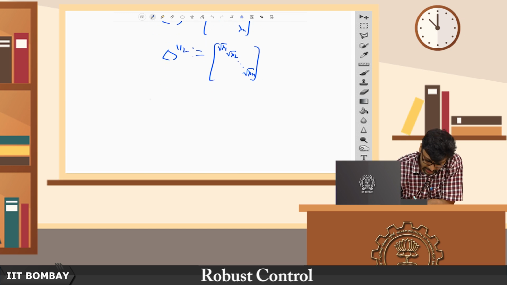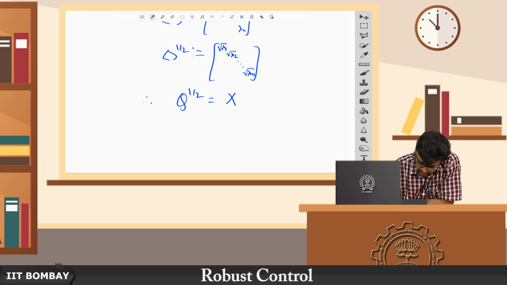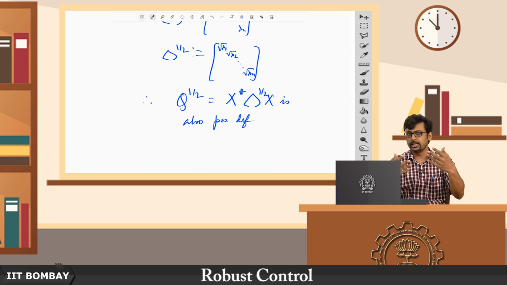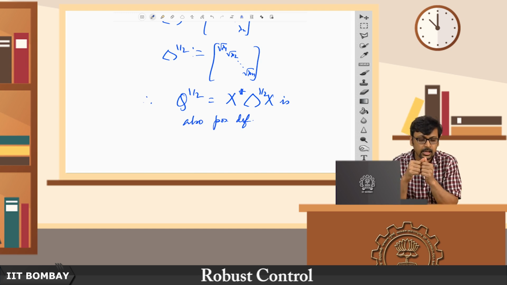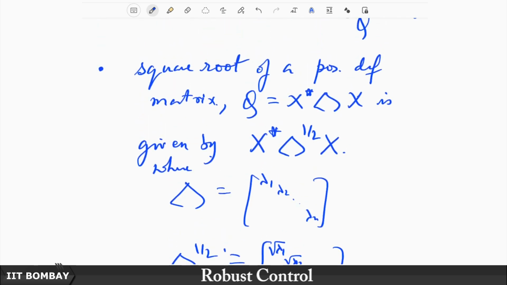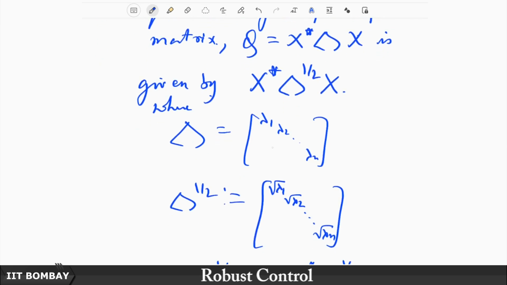Not just that, Q to the power half is also positive definite. So, the square root of a positive definite matrix not only exists, but is also in turn positive definite itself. Again, not very difficult to see, it follows straight away from here. If you want, you can take it as an exercise and try to prove it, but there is really nothing much to prove.